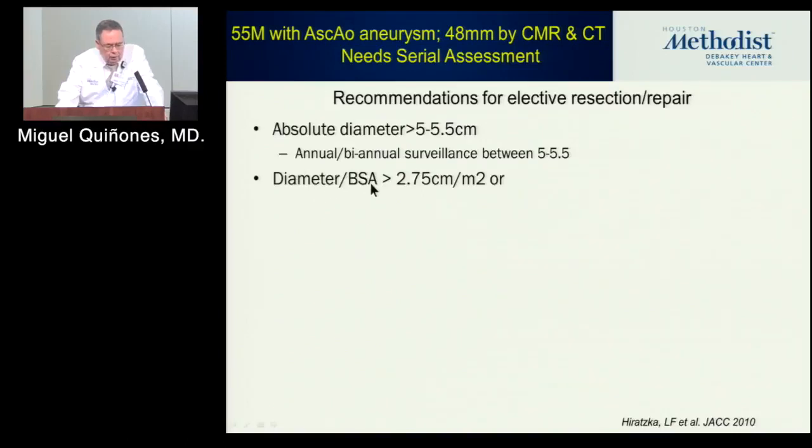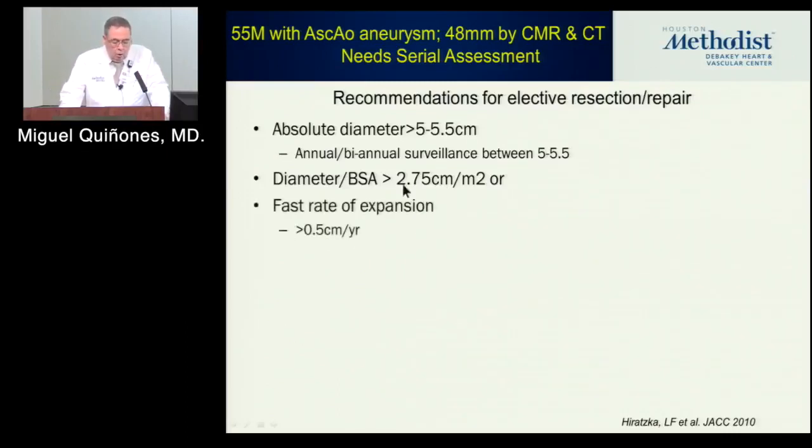Likewise, some people use the correction for BSA, which makes it easier, and the number is 2.75 centimeters per meter squared, or a fast rate of expansion. So if somebody's changing at a rate of half a centimeter per year, that's concerning. And that's, again, the importance of being very reliable in your technology. If it's going to be echocardiography, then sonographers have to be very, very careful how they do this so that we know exactly the views are reproducible, the measurements are reproducible, and so on. And likewise with CT or CMR.